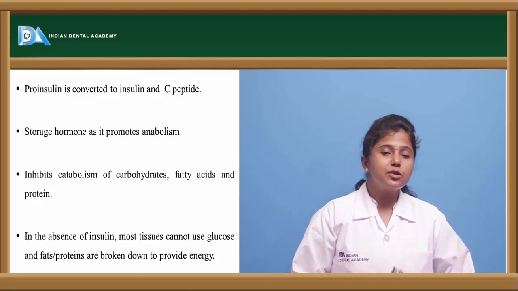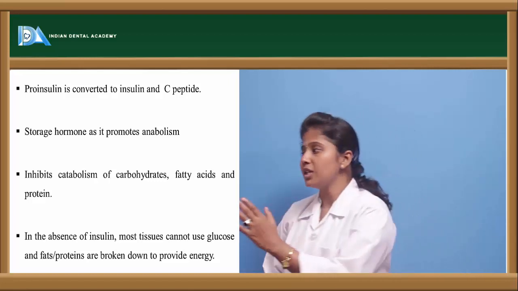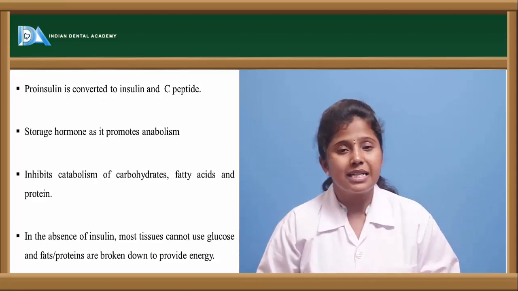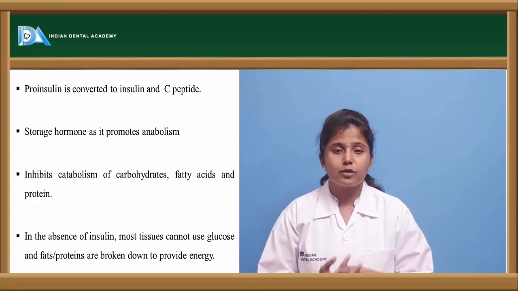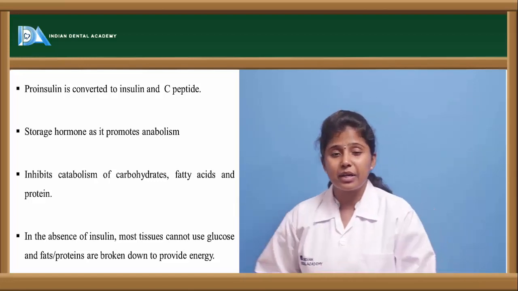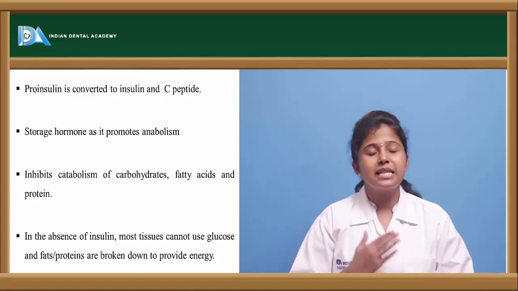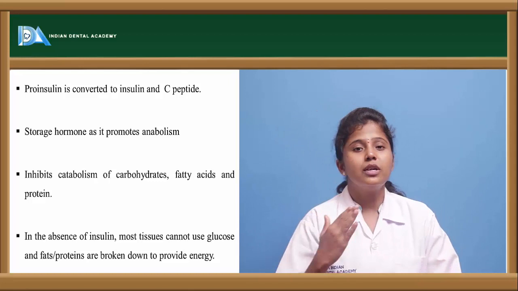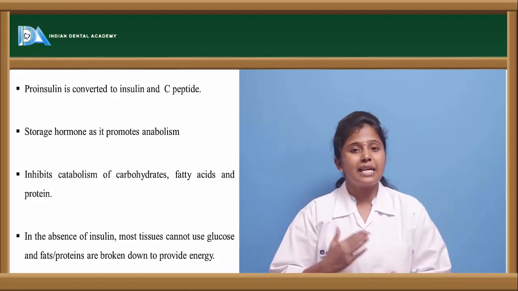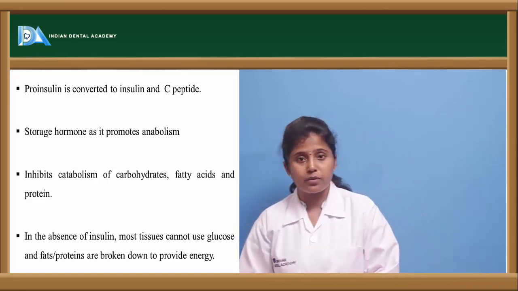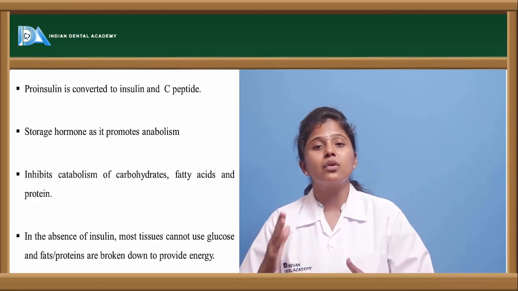Proinsulin, which is an inactive form of insulin, is converted to insulin as well as the C-peptide. Insulin is a storage hormone which promotes anabolism. It aids in the metabolism of various carbohydrates, proteins and lipids, and it inhibits the catabolism of carbohydrates. Anabolism means formation of compounds, and catabolism means breakdown of compounds. So insulin inhibits the breakdown of carbohydrates.